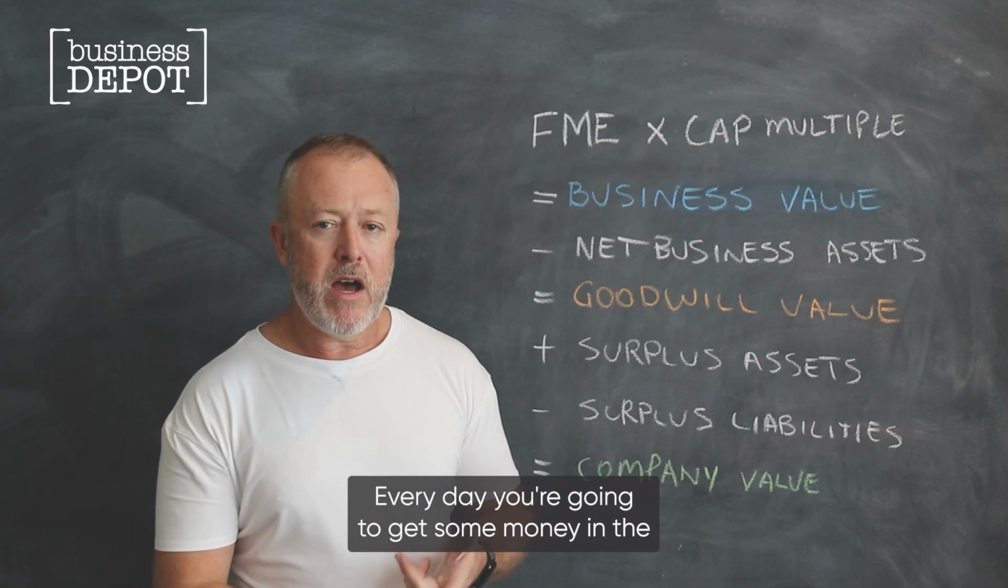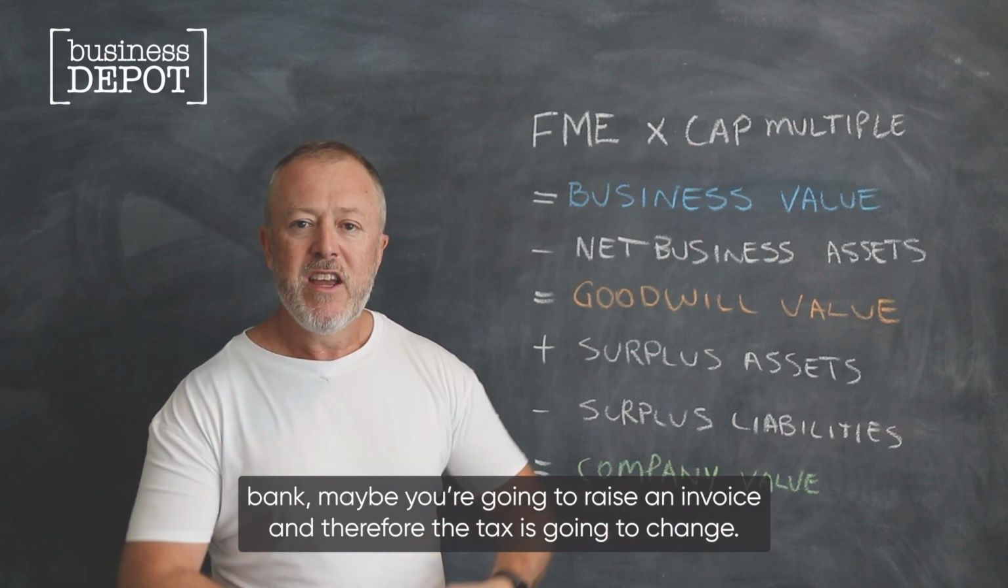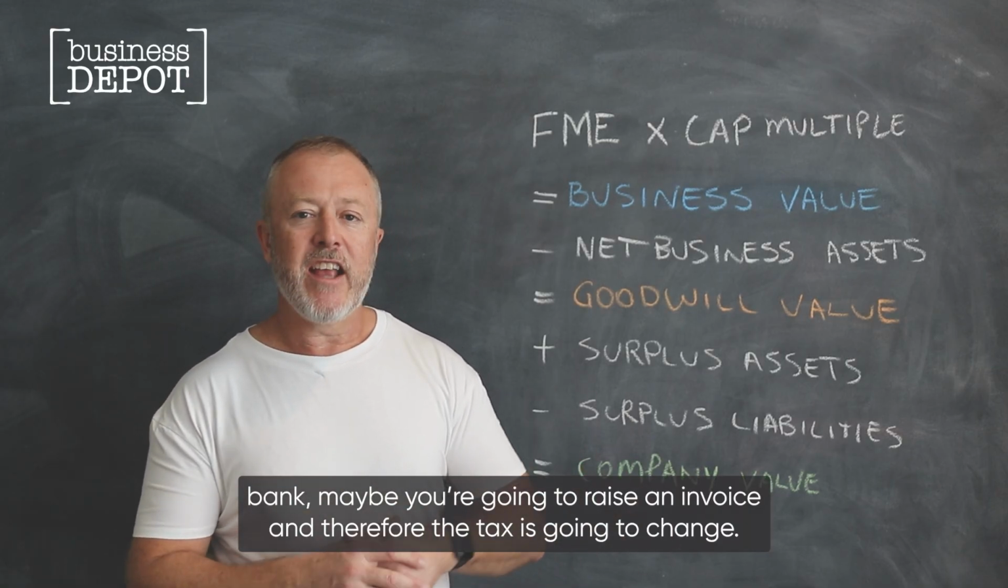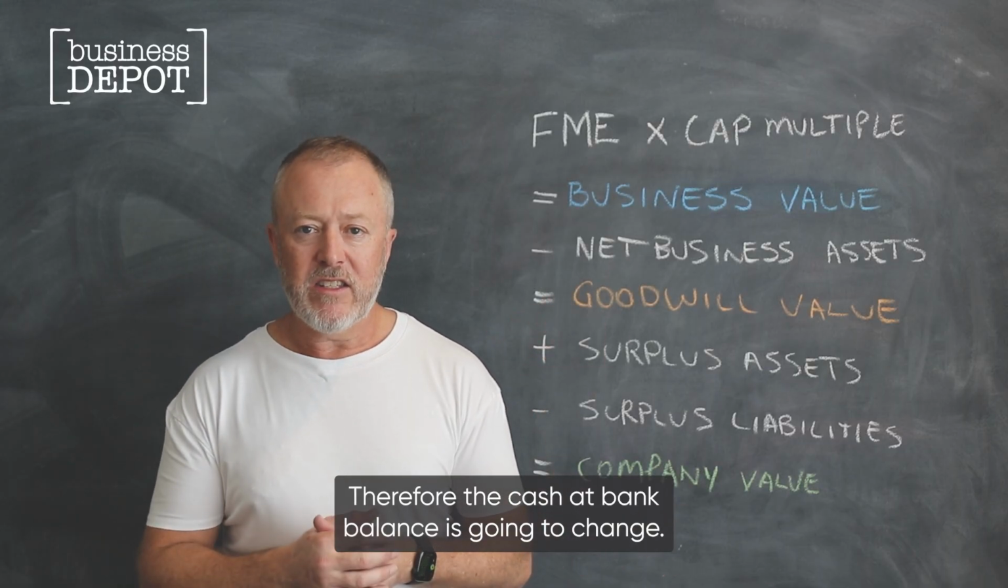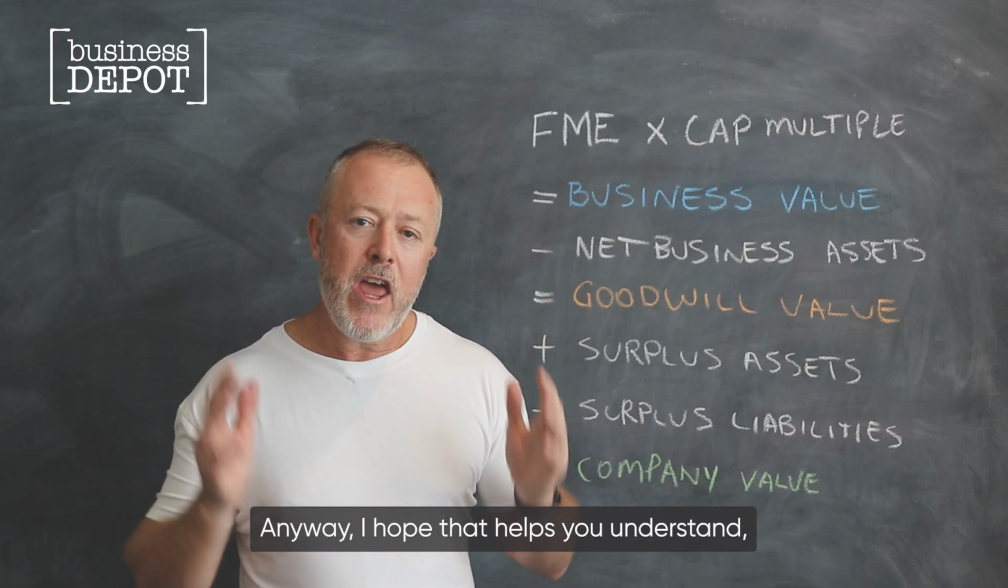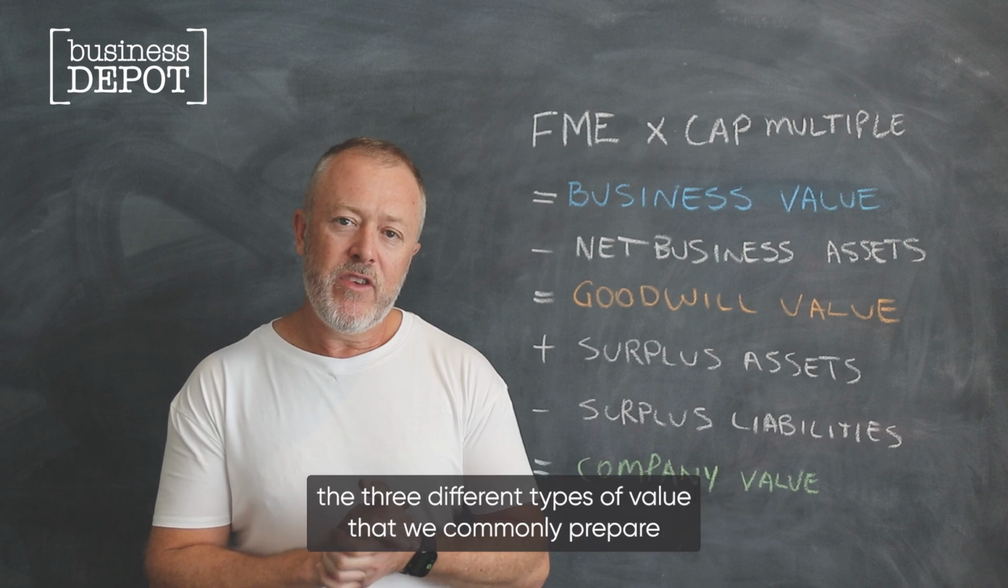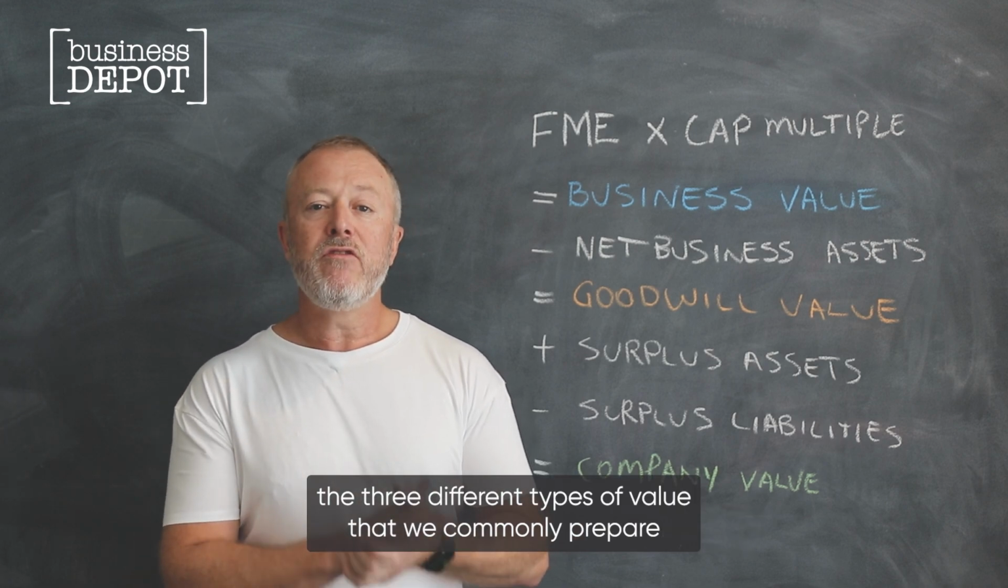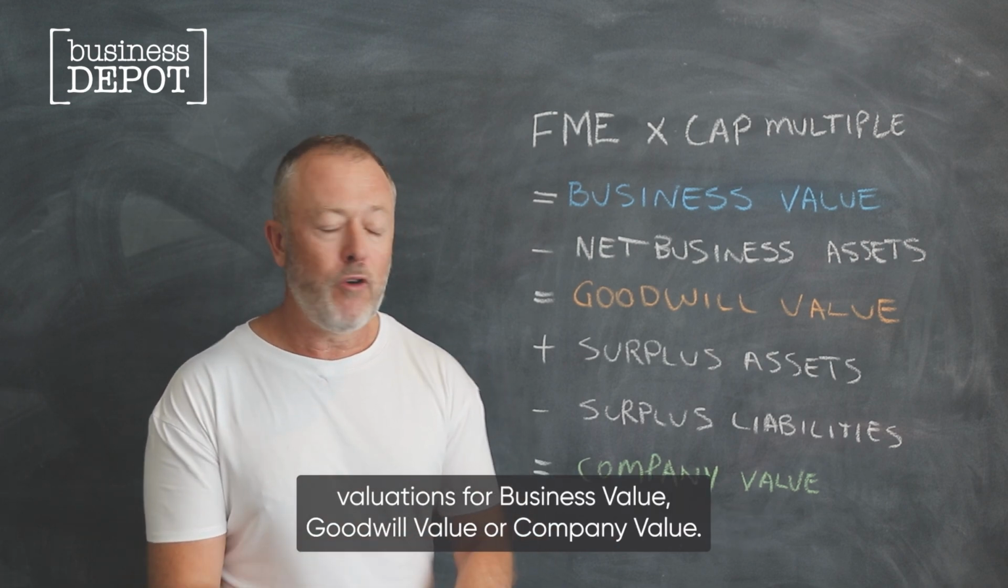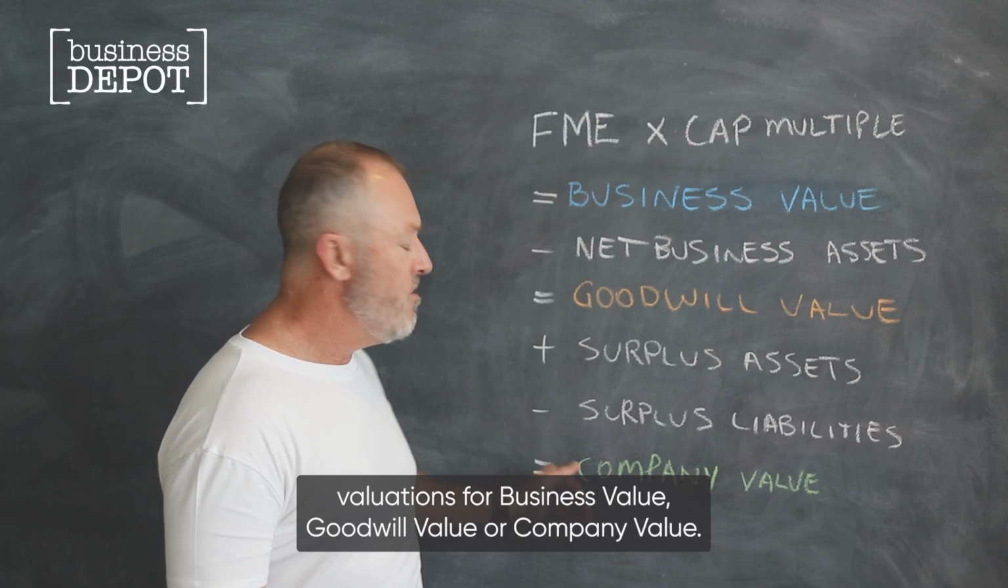Every day you're going to get some money in the bank, maybe you're going to raise an invoice, and therefore the tax is going to change. Therefore, the cash at bank balance is going to change. Anyway, I hope that helps you understand the 3 different types of value that we commonly prepare valuations for: business value, goodwill value, or company value.